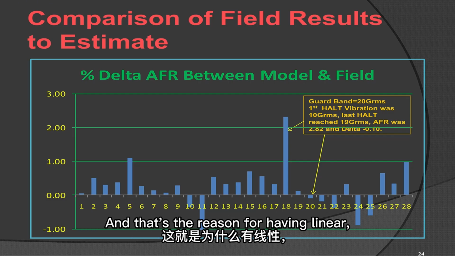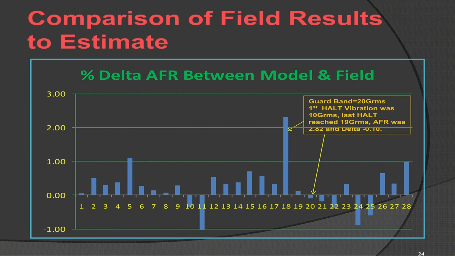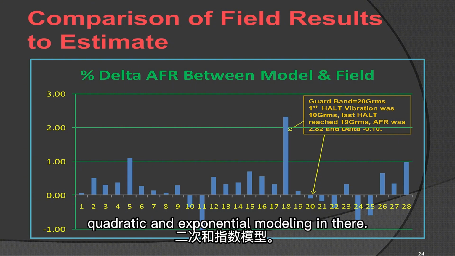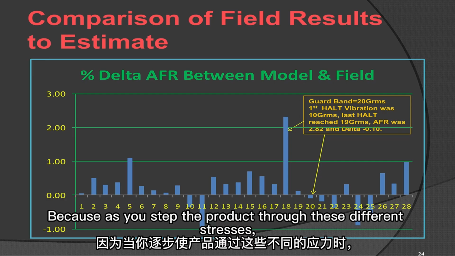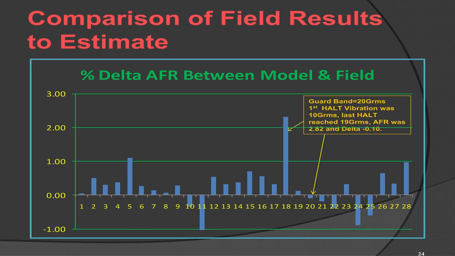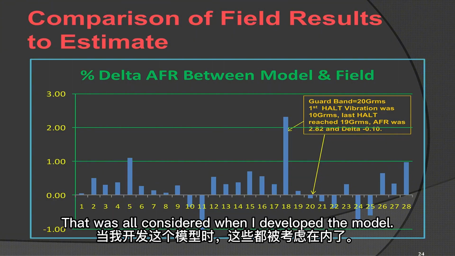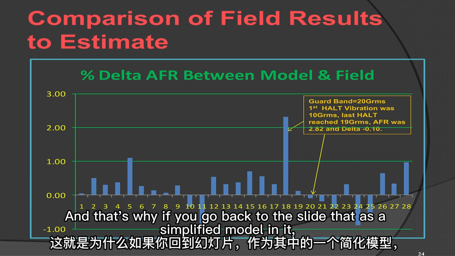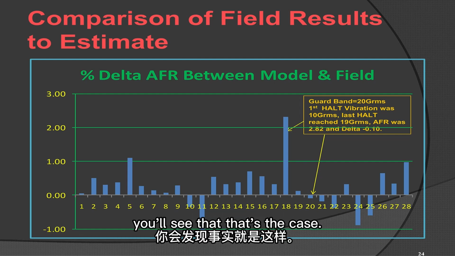And that's the reason for having linear, quadratic, and exponential modeling in there, because as you step the product through these different stresses, 1 unit of adjustment on the chamber doesn't correspond to 1 unit of response from the product. So that was all considered when I developed the model, and that's why if you go back to the slide that has a simplified model in it, you'll see that that's the case.